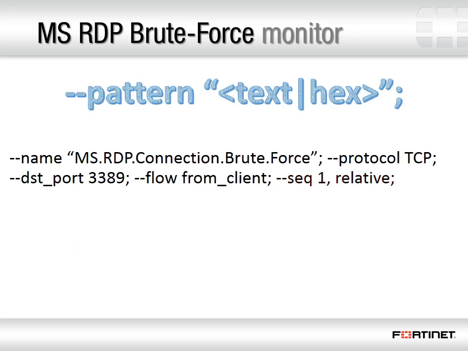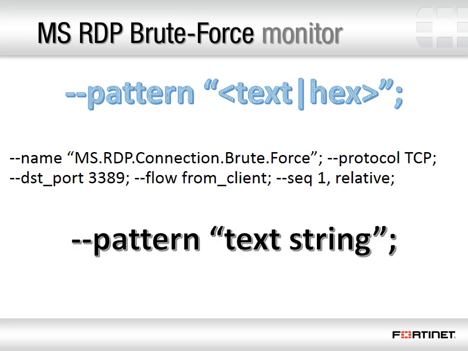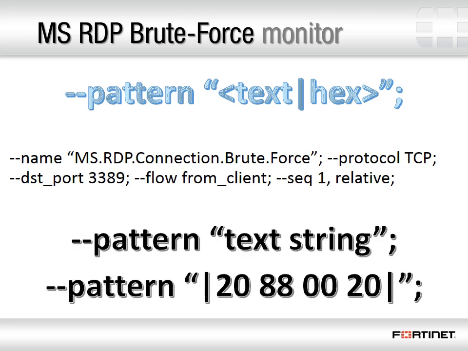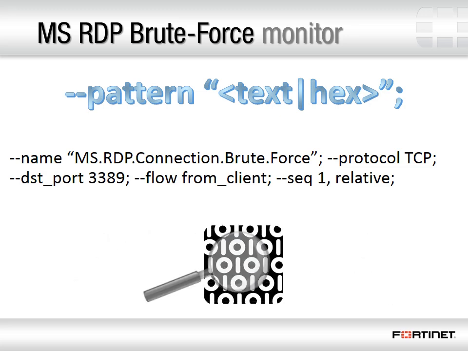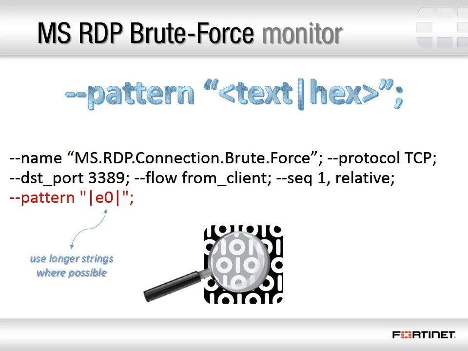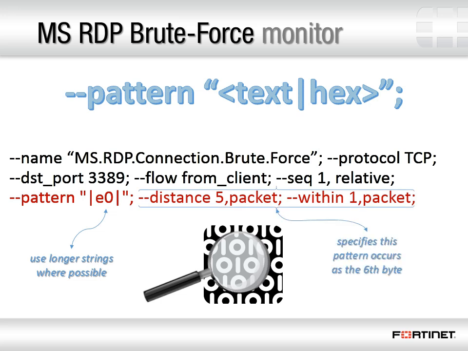The pattern option can be given both text and hexadecimal string values, which are surrounded by double quotes, with hex values bracketed by vertical pipes. Our analysis indicates that the 6th byte of the first packet's payload is the hex value E0. So we use this with the pattern option along with distance and within specifications to indicate the precise position where this pattern must occur.